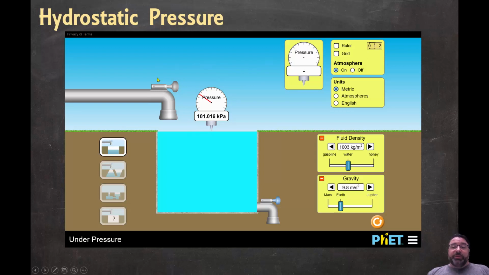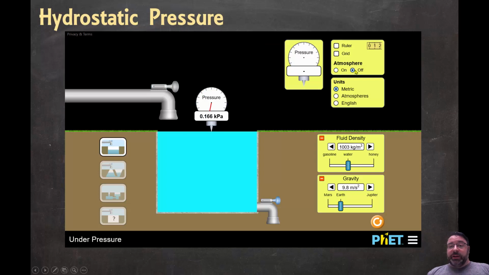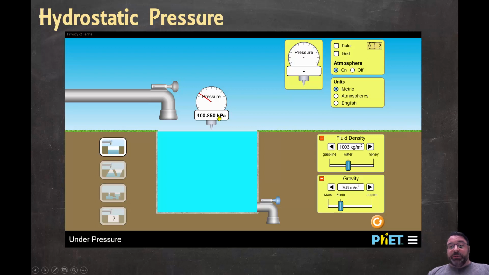Now, if I got rid of all the air up here, for example, if I turn off the atmosphere, like I'm out in deep space or something like that, now my pressure would actually go to 0. My graph would not have a y-intercept because there is no pressure. But in our experiment, we had an atmosphere, so that was the y-intercept.